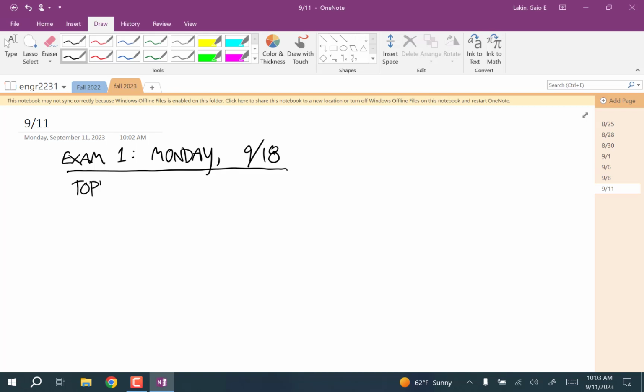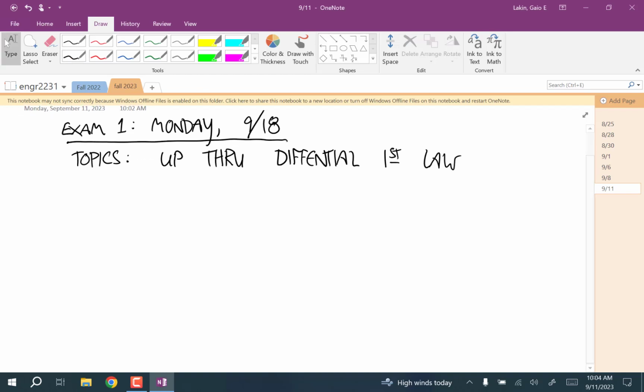So the topics for this exam are everything up through the differential first law. So this new stuff is not going to be on the test, including the stuff we did on Friday, when we started talking about simple compressible substances. None of that's going to be on there.